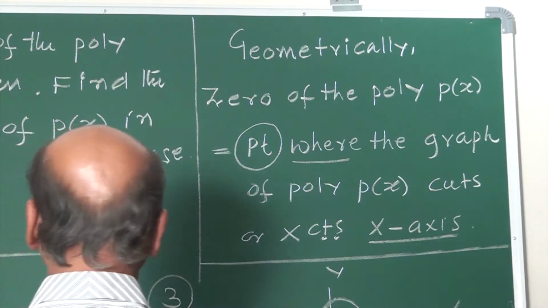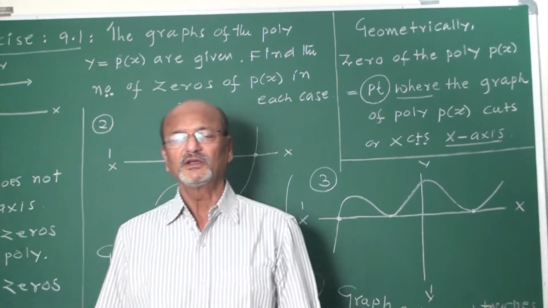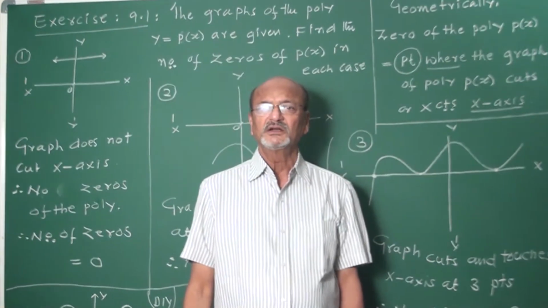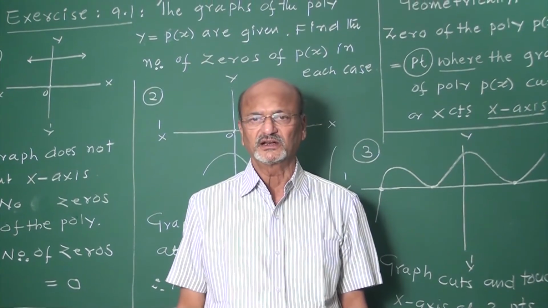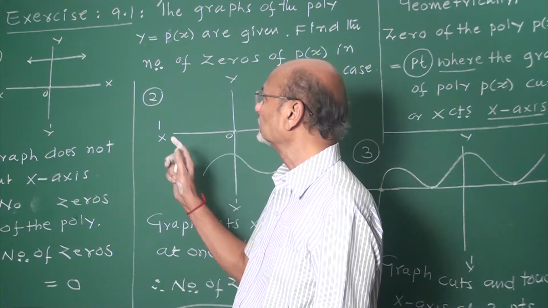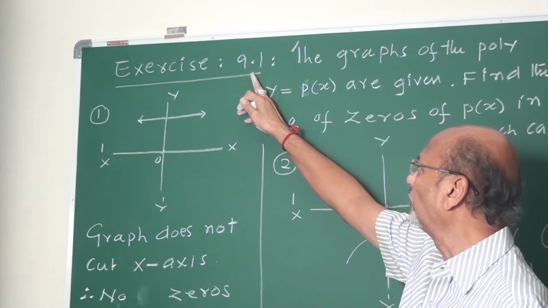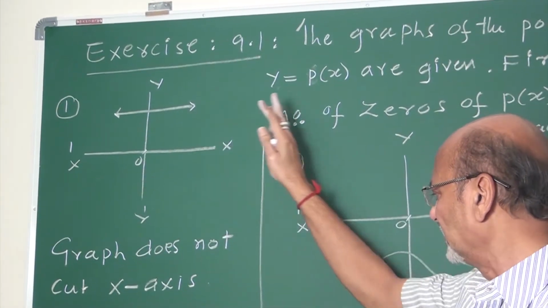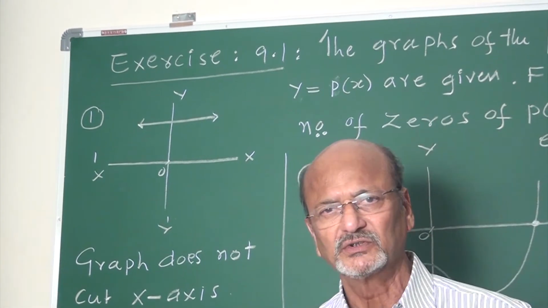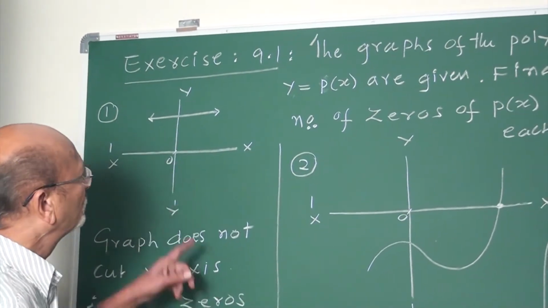Already I have done this separately with linear polynomial, quadratic polynomial, and cubic polynomial, considering their graphs. Now, these are some sample examples from your textbook, Exercise 9.1. They are very simple examples, my friends. I will start with the first.